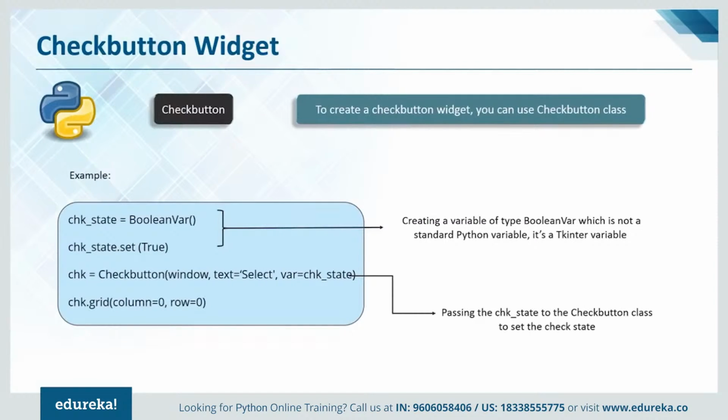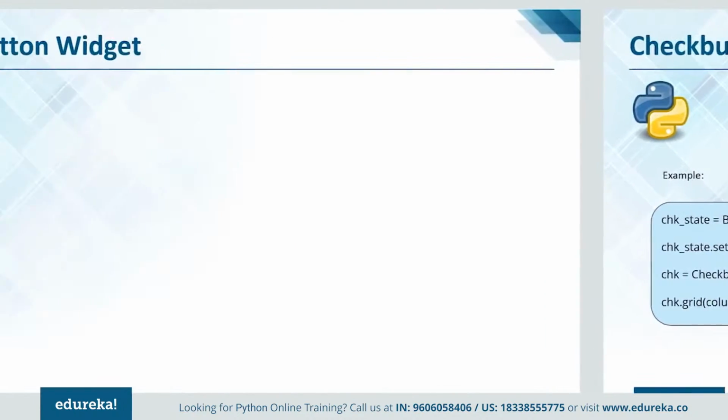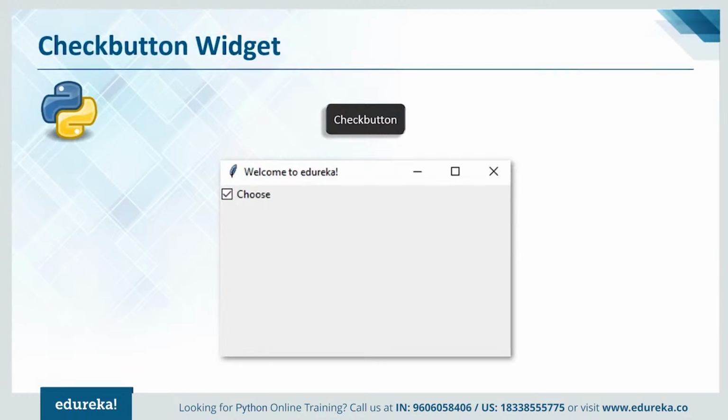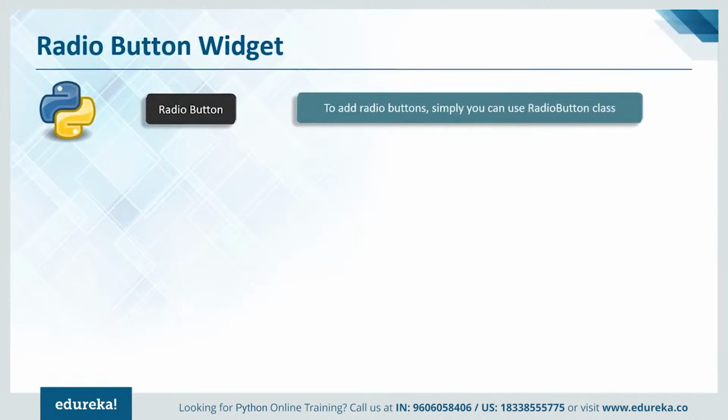This is actually a Tkinter variable. By default, we keep the set state to be true, which means that the button is checked already. And next, we are passing the chk_state to the actual check button class to check the state for us. So check out the example here, guys. So we have a really simple check button widget with a certain text. So guys, what other easy widgets like this are available? Well, next, we'll be looking at the radio button widget.